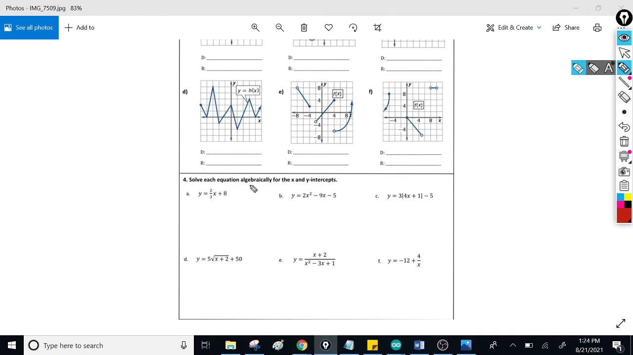Solve each question algebraically for the x and the y-intercept. All right, so this is super easy. X and y-intercept. So x-intercept means y equals 0, and y-intercept means x equals 0. So basically, for the x-intercept, you set y to 0 and solve for x. And then for the other one, set x equals to 0 and solve for y.